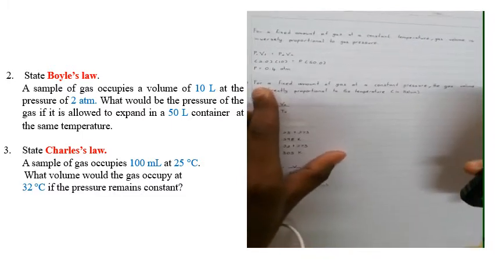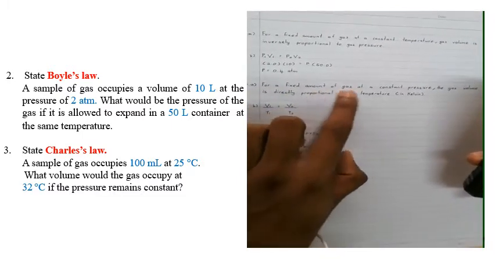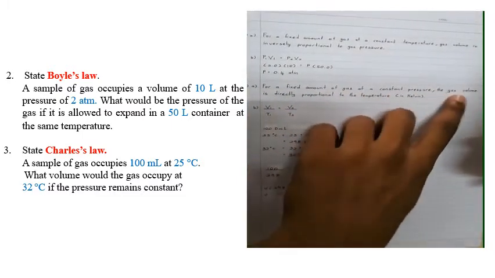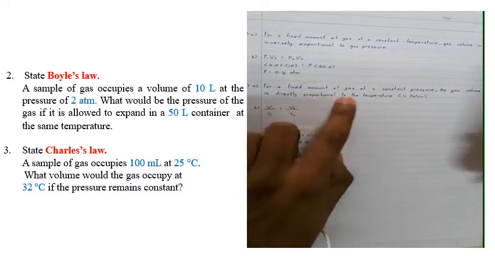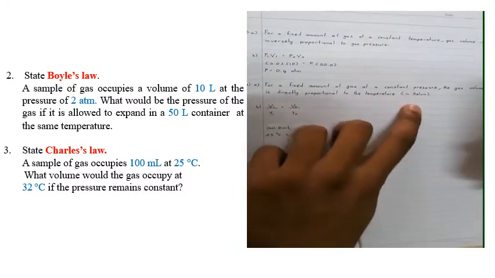3A. State Charles's law. For a fixed amount of gas at a constant pressure, the gas volume is directly proportional to the temperature in Kelvin.